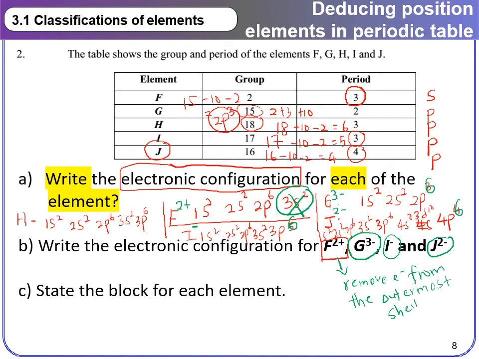Okay, so this is how we write the electron configuration for the atom and also the ion when the position of the element is given. So question C, state the block for each element. We already went through that here. So this is the answer for question 2.